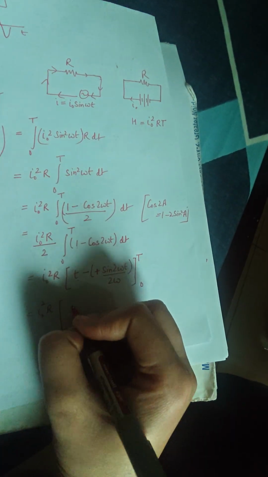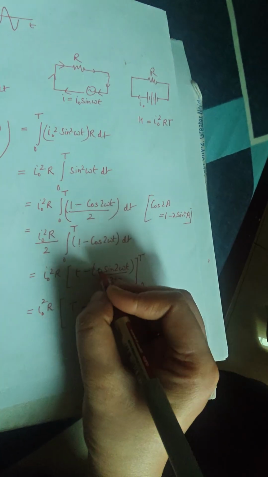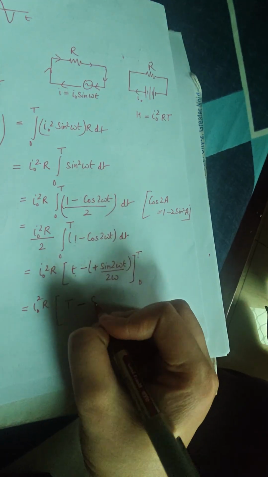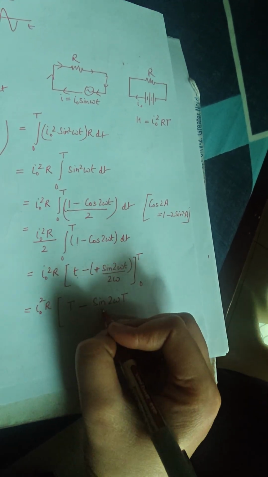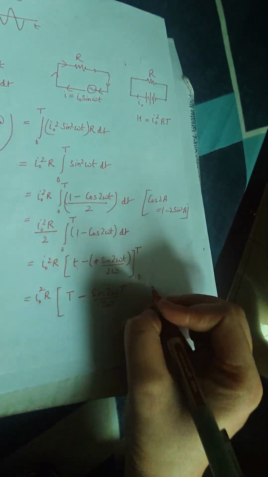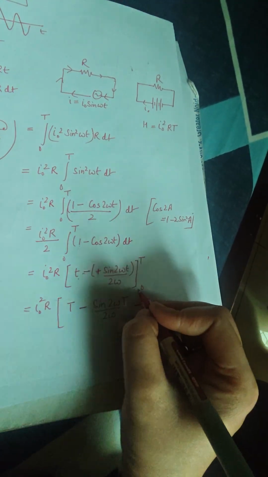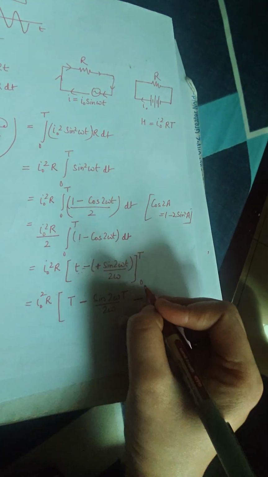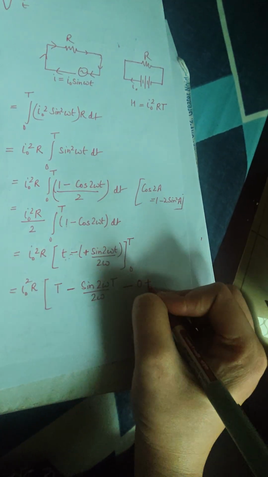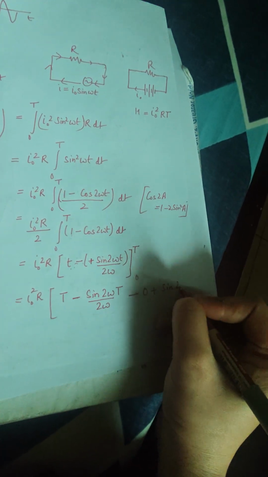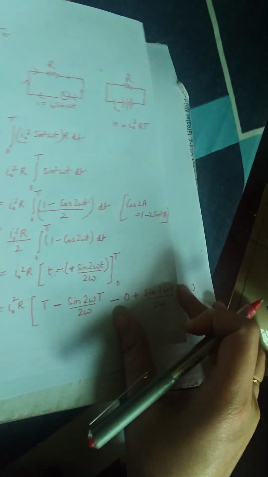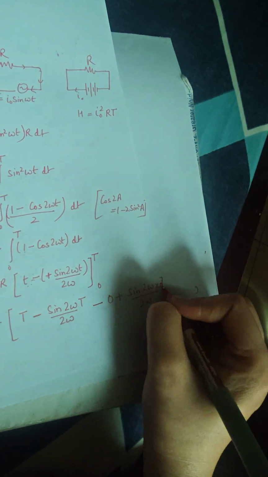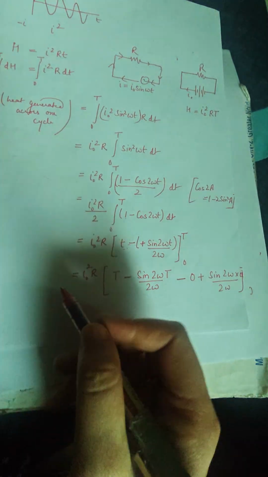At the place of t, it's capital T minus, this is plus sign only, so it would be sine 2 omega capital T upon 2 omega. Then minus, at the place of t I'll put 0, then again the minus will become plus, it would give me sine 2 omega into 0 upon 2 omega, and this is how I have put the limits.